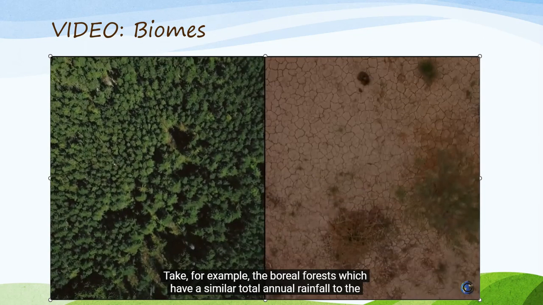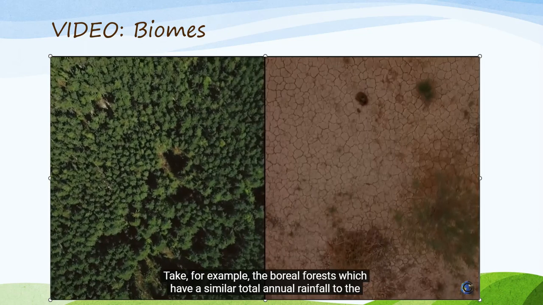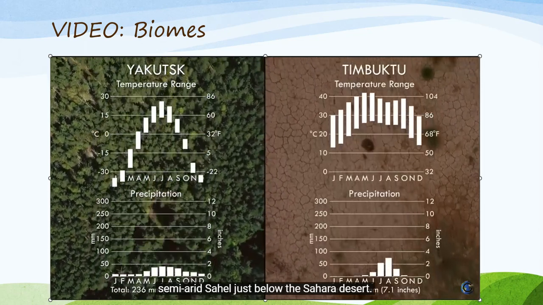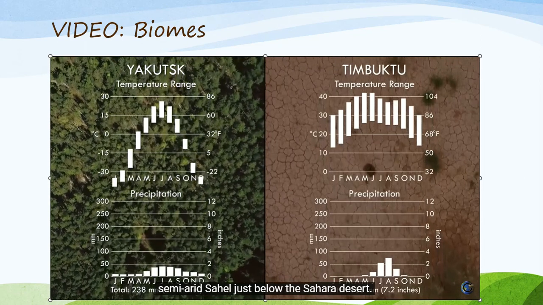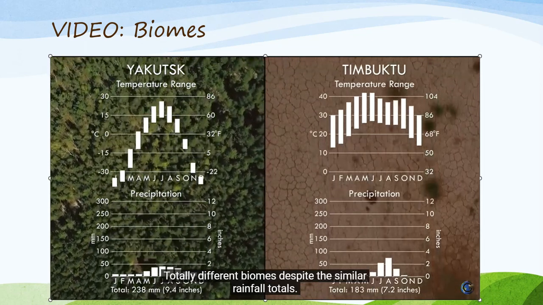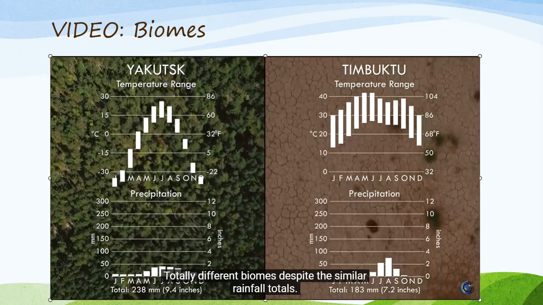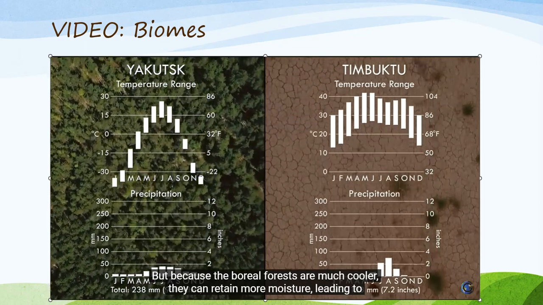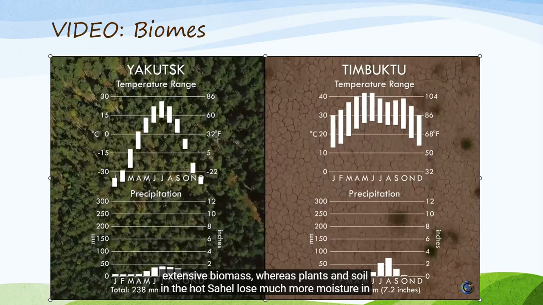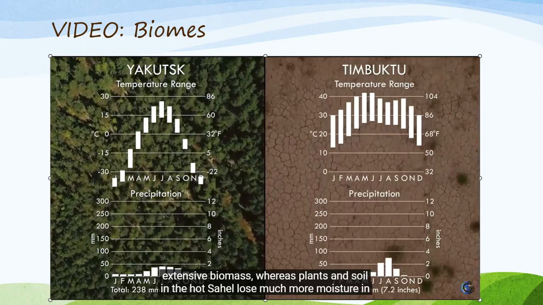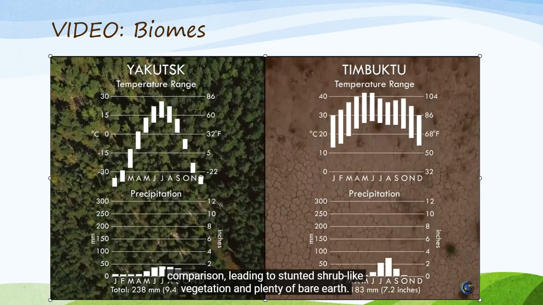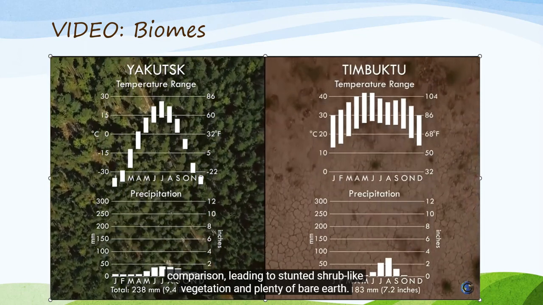Take, for example, the boreal forests, which have a similar total annual rainfall to the semi-arid Sahel just below the Sahara Desert. Totally different biomes despite the similar rainfall totals. But because the boreal forests are much cooler, they can retain more moisture, leading to extensive biomass, whereas plants and soil in the hot Sahel lose much more moisture in comparison, leading to stunted shrub-like vegetation and plenty of bare earth.